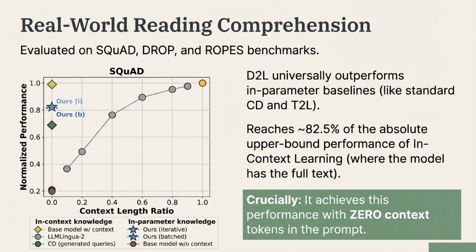But we didn't just test synthetic tasks. D2L excels in real-world reading comprehension. Evaluated on rigorous benchmarks like SQuAD, DROP, and ROPES, D2L universally outperforms standard in-parameter baselines like context distillation. In fact, it reaches about 82.5% of the absolute upper bound performance of full in-context learning. Crucially, it achieves this high-level performance with absolutely zero context tokens placed in the user's prompt.